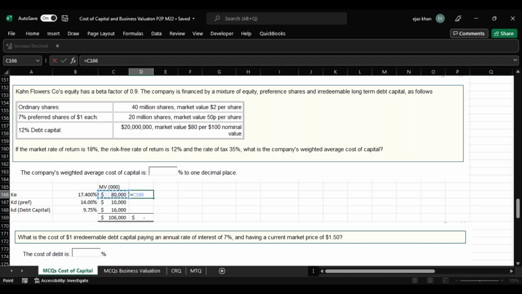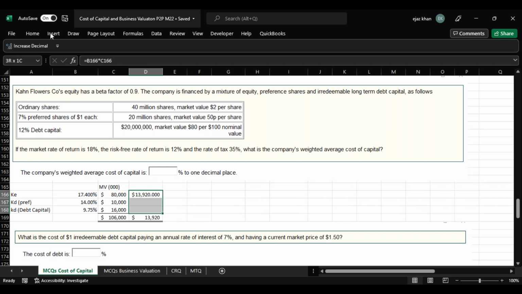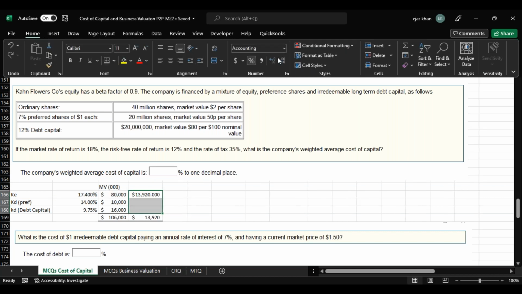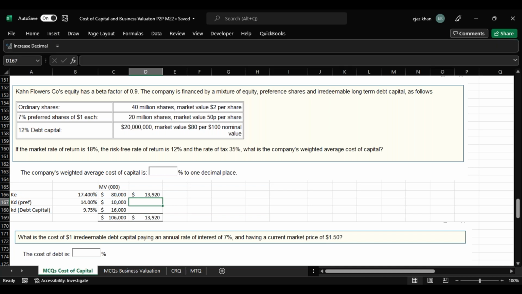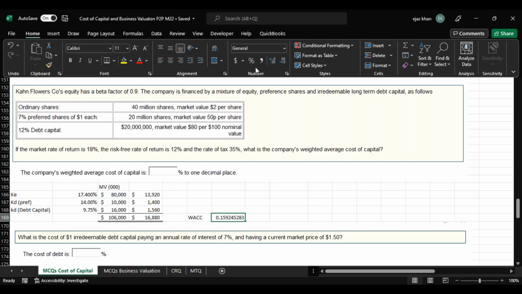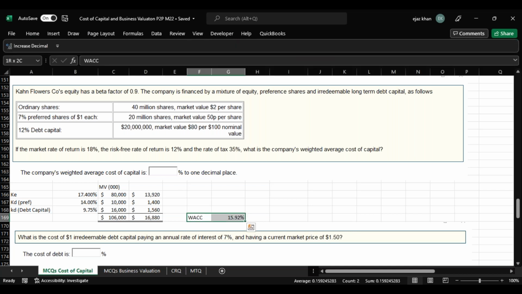Okay, now 17.4% of 80,000, 14% of 10,000 and 9.75% of 16,000. This is the total that we will be paying. So the WACC will be this divided by the total market value, converted into percentage format. So it's 15.92%.